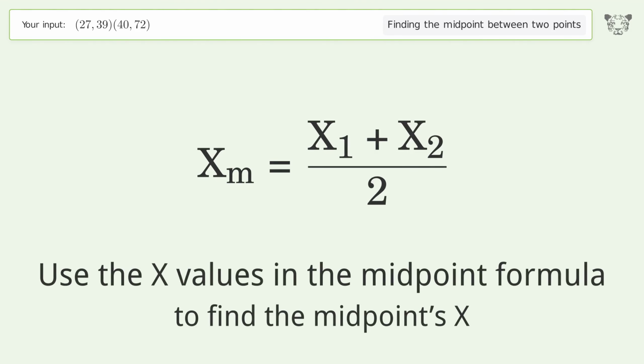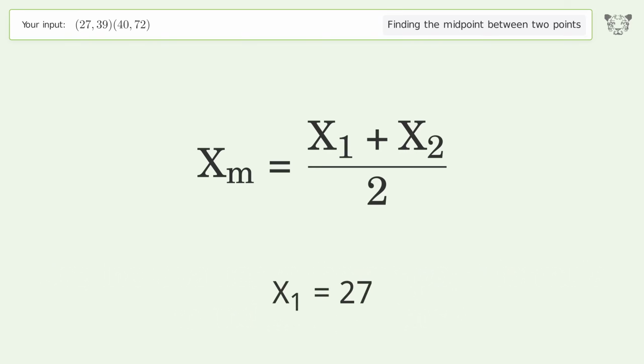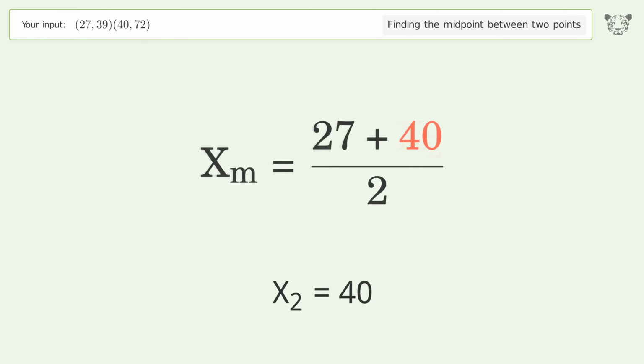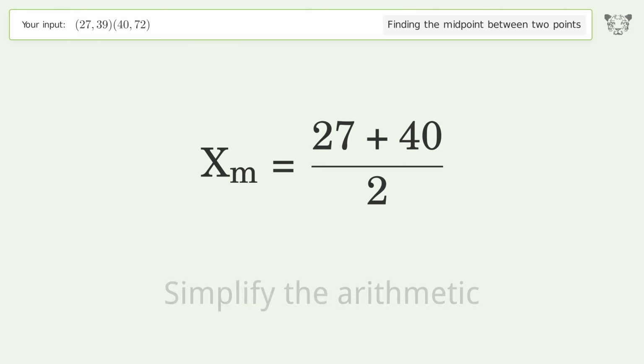Use the x values in the midpoint formula to find the midpoint's x. x1 equals 27. x2 equals 40. Simplify the arithmetic.